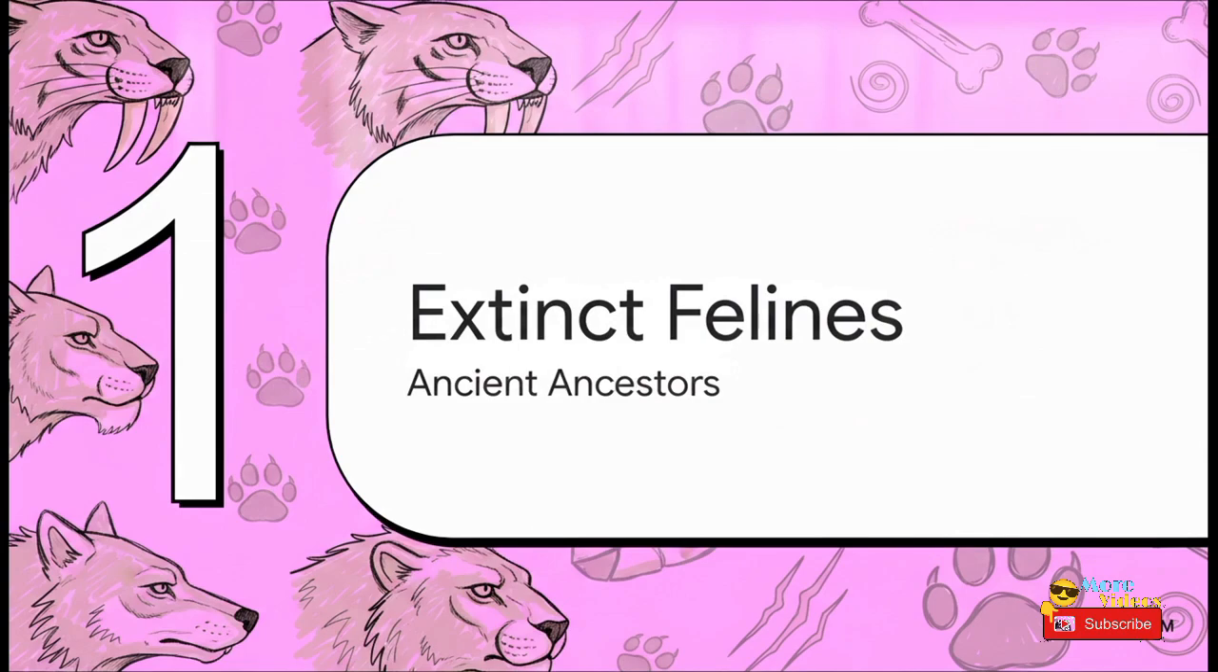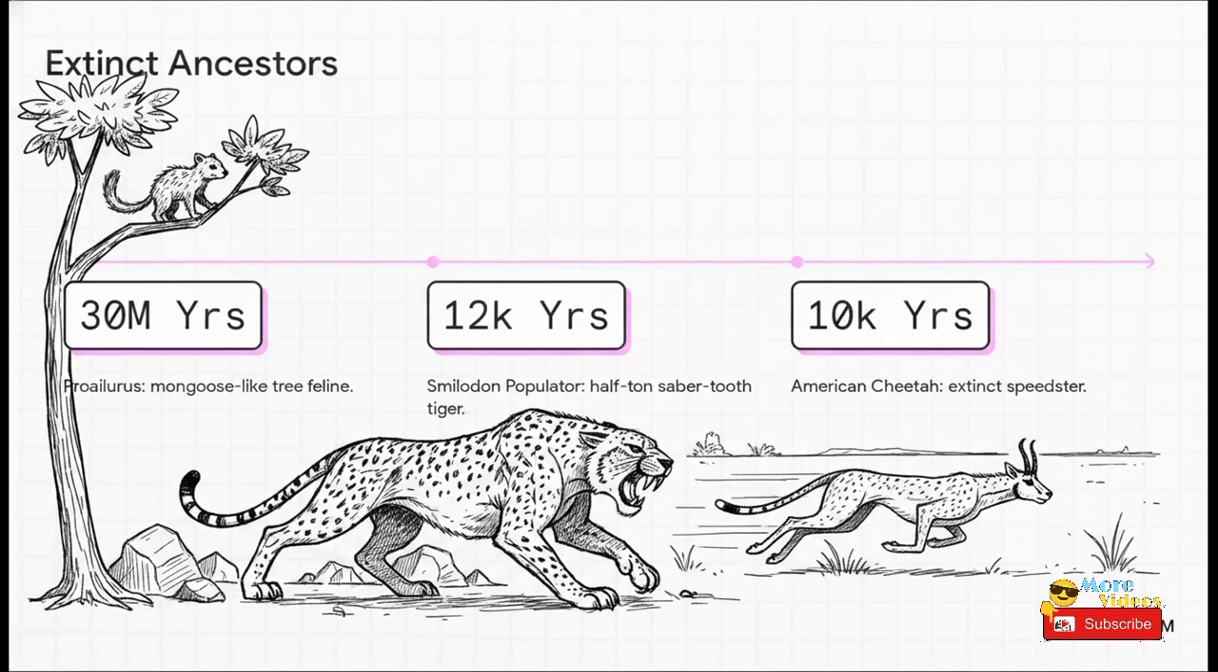Section 1. Extinct feline ancestors. If we rewind the clock 30 million years, we meet Proailurus. Looking honestly a bit more like a mongoose, this tree-dwelling hunter is the granddaddy of all modern kitties. Now, fast forward to about 12,000 years ago, and the feline family had scaled up massively. We're talking about the Smilodon populator, a saber-toothed tiger weighing a staggering half a ton.